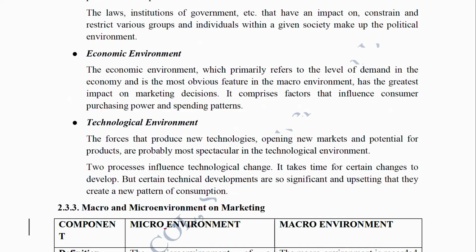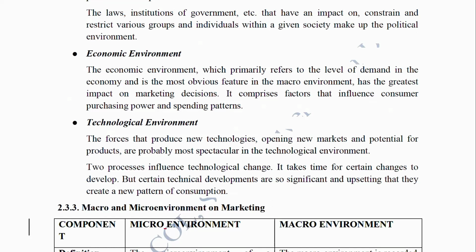Economic environment. The economic environment, which primarily refers to the level of demand in the economy and is the most obvious feature in the macro environment, has the greatest impact on marketing decisions. It comprises factors that influence consumer purchasing power and spending patterns.